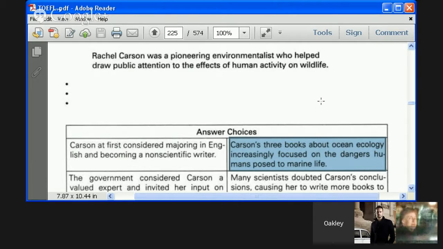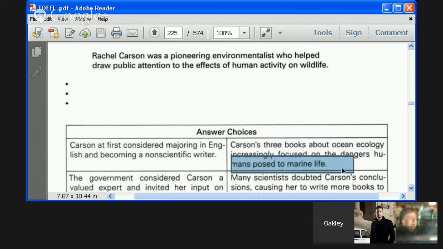Now, how does that match? I think it's matched. She's an environmentalist. She made it very public about human activity and wildlife. Well, books, that's public information.